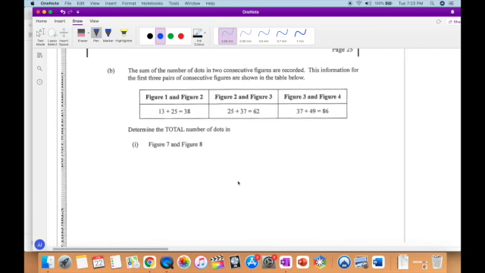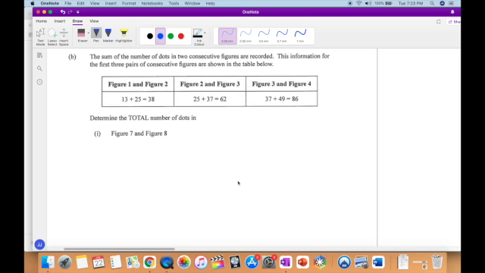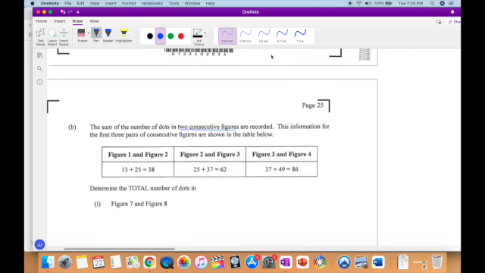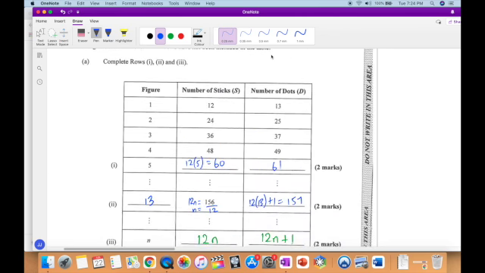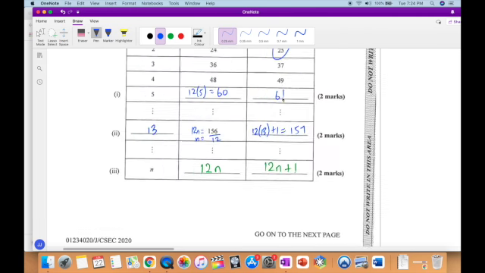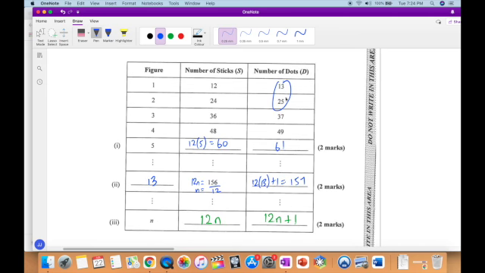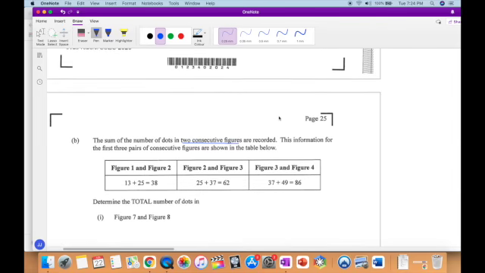Question 7. The number of dots in 2 consecutive figures are recorded. This information for the first 3 pairs of consecutive figures are shown in the table below. So the number of dots in 2 consecutive figures are recorded. So 13 plus 25. Alright, so 13 plus 25. And 25, so 13 plus 25, and then they take the 25 and they add it to the 37, and then the 37 and they add it to the 49. That is what they did.